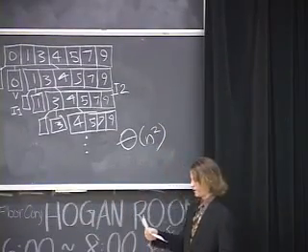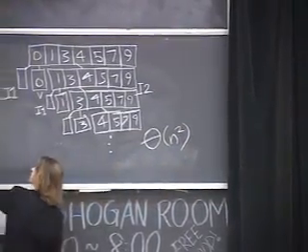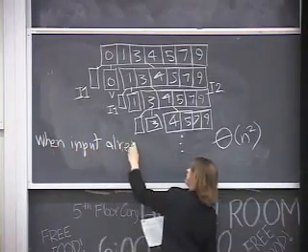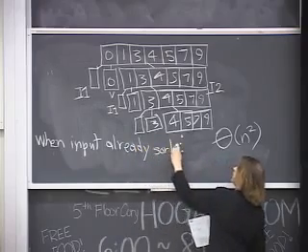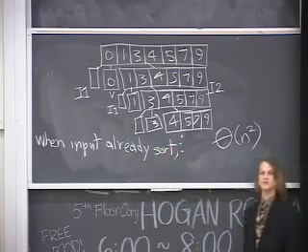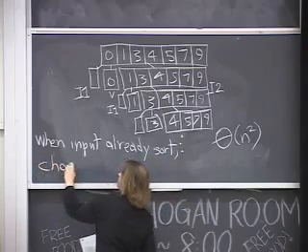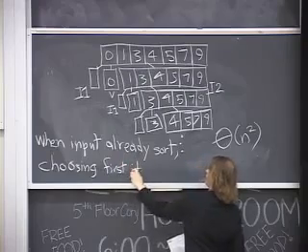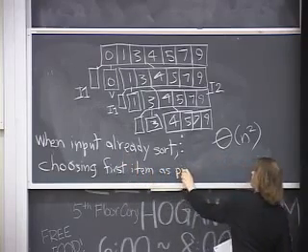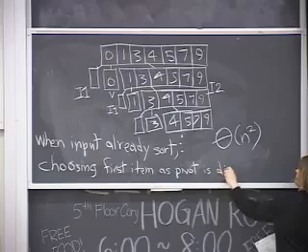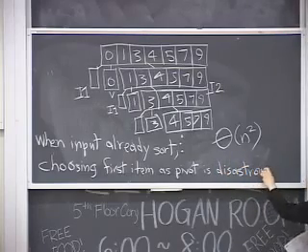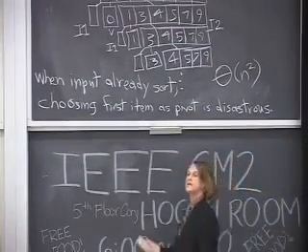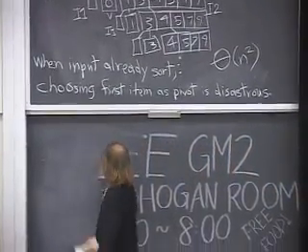And it's pretty clear that when the input list is already sorted, choosing the first item as the pivot is a disastrous policy. So we're going to need a better pivot choosing strategy.